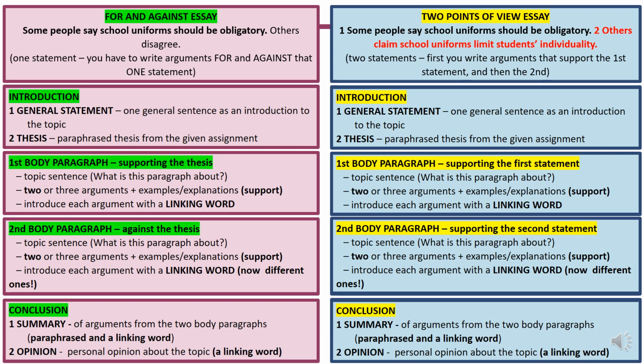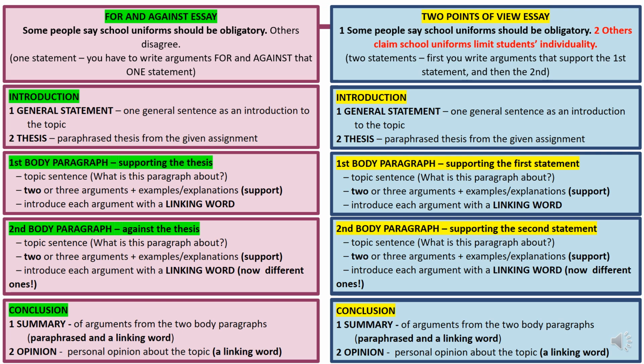The structures are the same. The only difference is, in for and against essay, in 2 body paragraphs, you are writing for and against that one statement. And in 2 points of view essay, in the first body paragraph and the second body paragraph, you are in both of them writing arguments, supporting the first statement in the first body paragraph, and supporting the second statement in the second body paragraph. So these are the only differences.